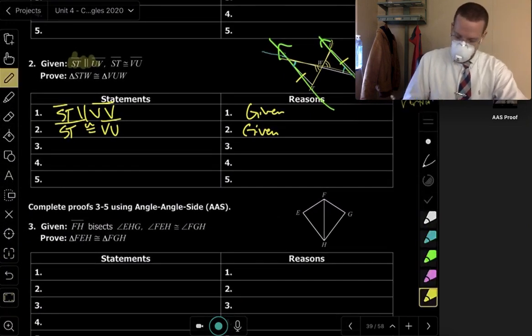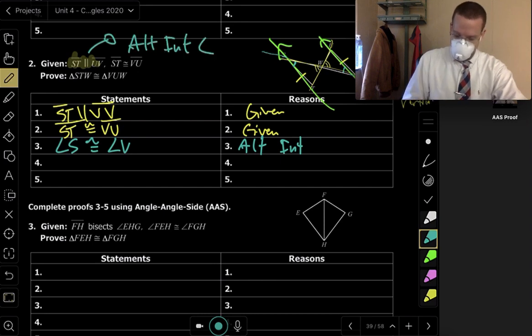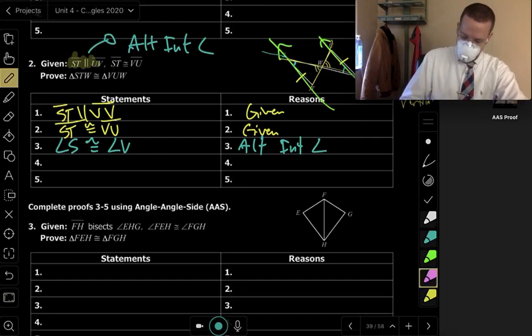So what do we have? Well, we have this given information, and then we found that angle S was congruent to angle V because these are alternating interior, right? And whenever we see parallel, we have to be thinking alternating interior angles. These are alternating interior angles, and so they're congruent. And then finally, we had a pair of vertical angles.